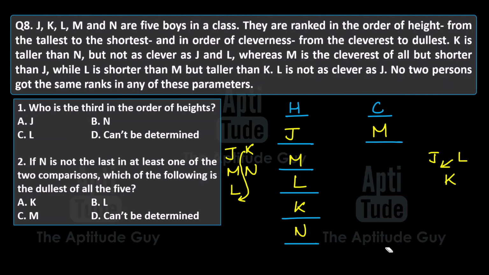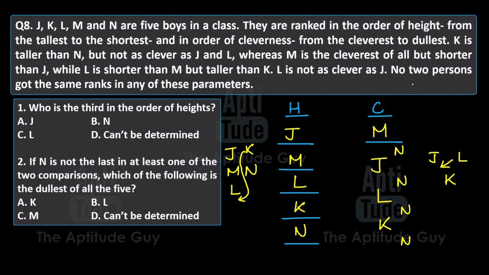So what is happening over here is in the cleverness part, we have M, then we have J, then we have L, and then we have K. But we have no idea where N is. So N could be between MJ, it could be between JL, it could be between LK, or it could be the bottommost person.